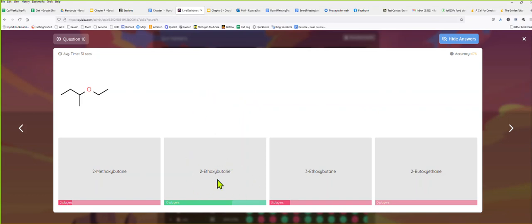Most of you got this right. It's 2-ethoxybutane. So the precedence here, you've got 1, 2, 3, 4. That's your longest chain. And here you got 1, 2. So this becomes the functional group ethoxy. This is your butane. And this is on the second carbon in, so that gives you 2-ethoxybutane. And it wouldn't be methoxy because you do have 2 carbons here.